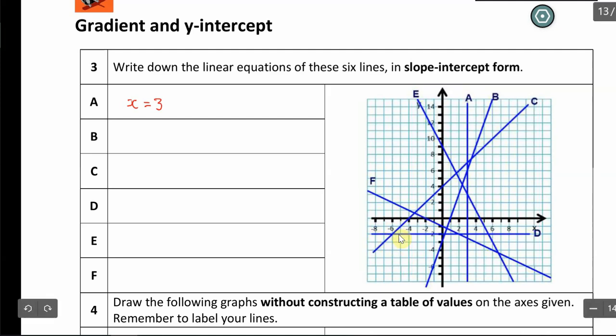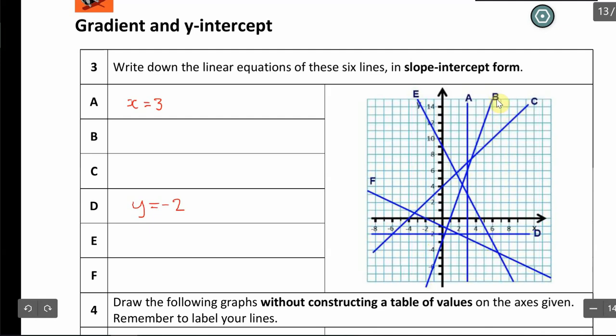Similarly, graph D, line D, is horizontal. The y coordinate doesn't vary as the x coordinate does. So in other words, the y coordinate will stay at -2 throughout this whole line. So that has an equation y equals -2. Now that's the special ones out of the way. Now we can use the slope-intercept form to work out the equations of the others.